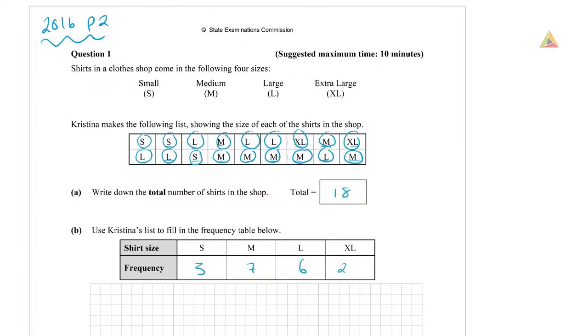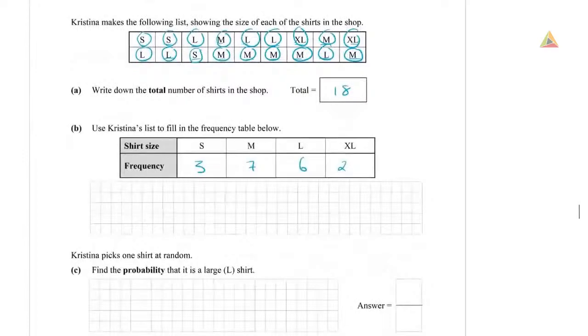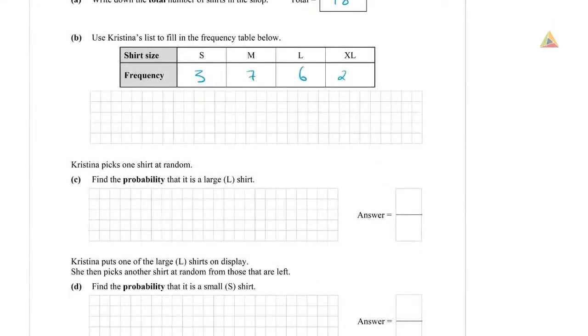2 extra large sizes. So if we go on to C, Christina picks one shirt at random. Find the probability that it is a large shirt. So how many large shirts do we have? We have 6 out of a total of 18. Now remember, we need to break this down. So if you put that into the calculator, you'll get a third.